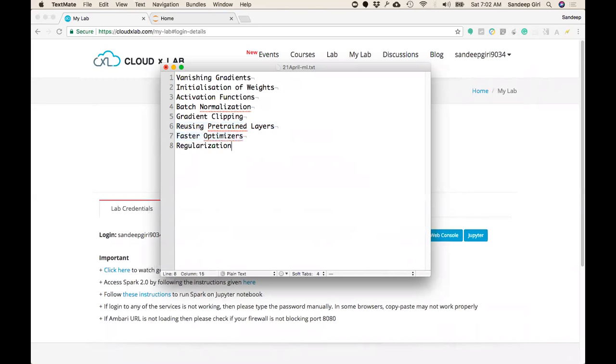Great. Now, after this session, after these two topics, we are going to start with CNN, the convolutional neural network. So we are going to start with CNN, and then we will continue from there. All right.